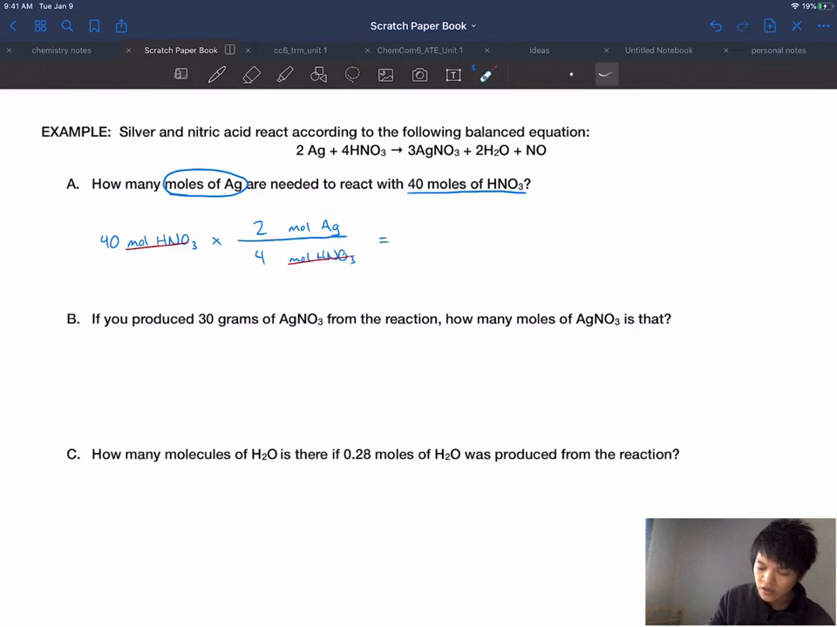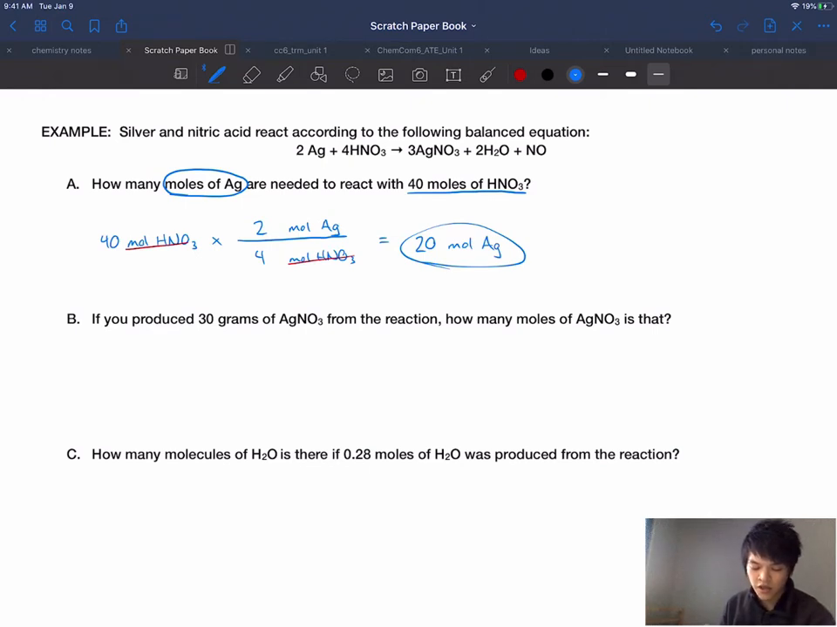So let's see, 20, and the unit that is left is moles of silver, which is what we wanted. 20 moles of silver is needed to react with 40 moles of nitric acid. That should make sense. So that's our first one. That's a mole ratio conversion.